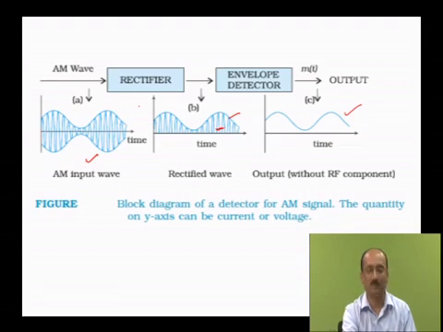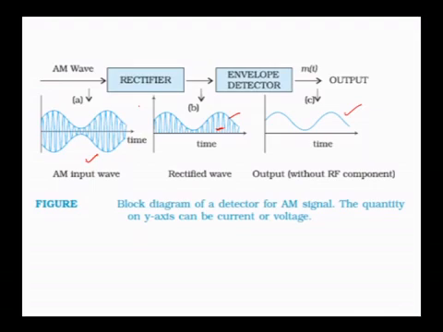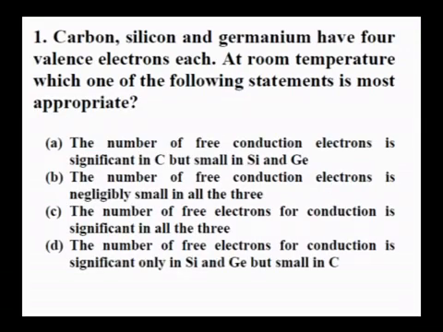Now, we will take up some questions. This question is related to the first part of the discussion, that is the electronics part. Carbon, silicon and germanium have 4 valence electrons each. At room temperature, which one of the following statements is most appropriate?